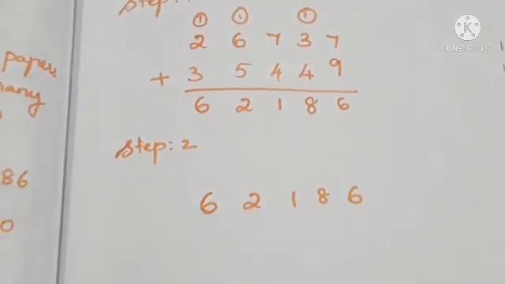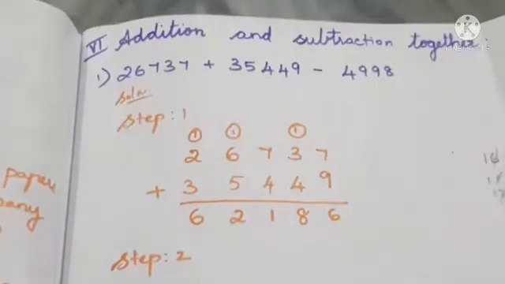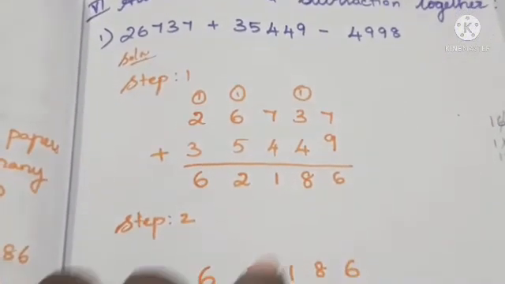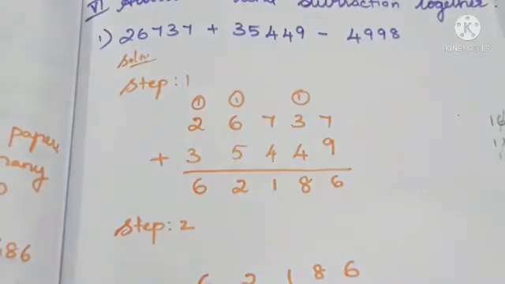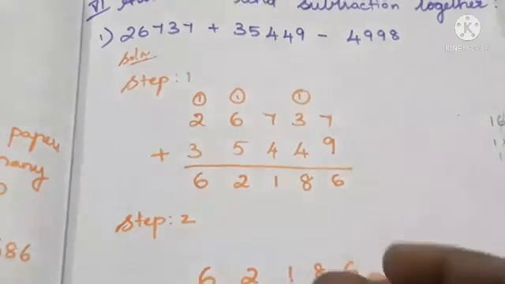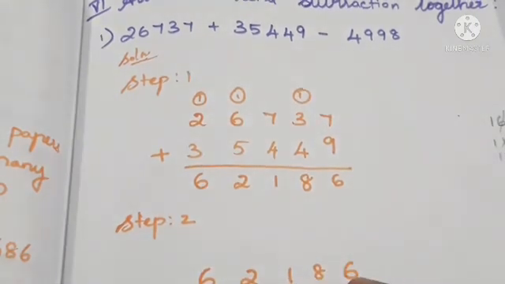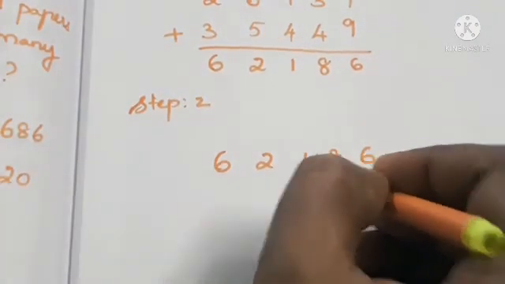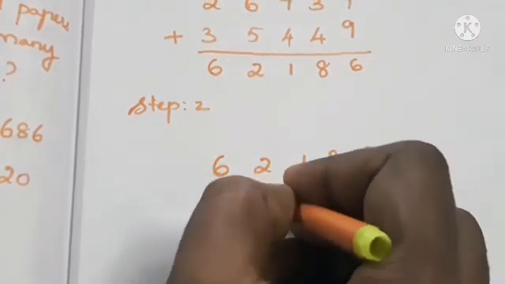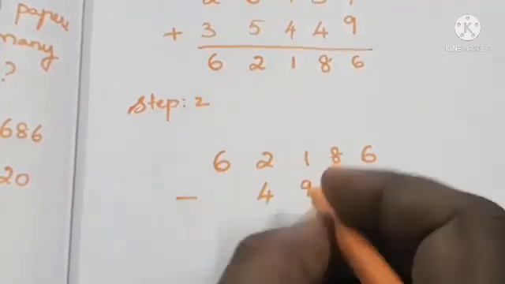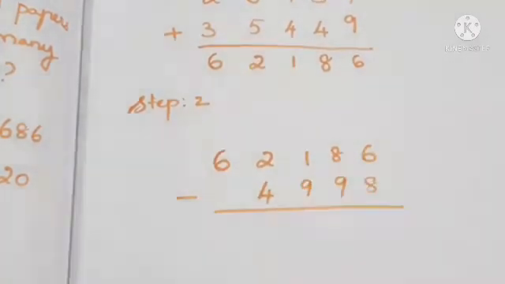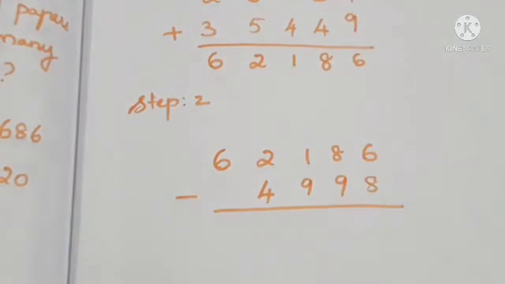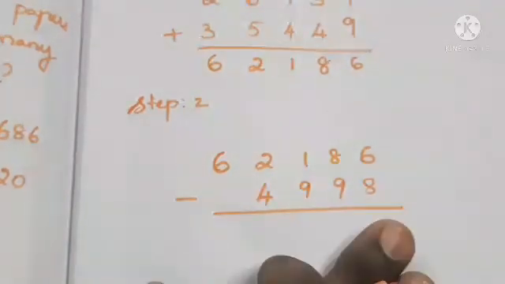So second operation is minus symbol. What number we have to subtract? Yes sir, 4,998. So write the number from the right to left. So when you write the number you have to write like this. So 8, 9, 9, 4. So here we are going to subtract. So write the minus symbol. Okay, next we can subtract from the right side to left side.